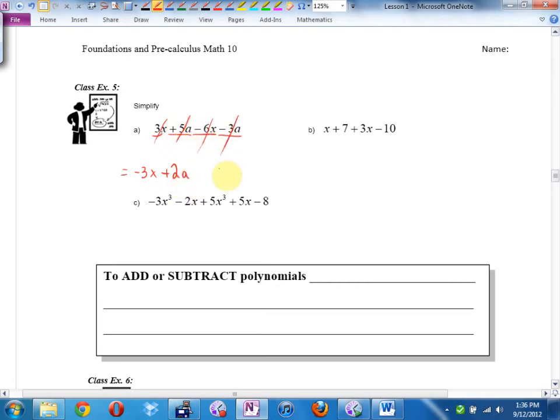I cross out those terms. I double check, are any terms not crossed out? So I got them all? That's how I do it. Okay, that's even a bit of a fib. For something that's fairly straightforward, I'll do the whole thing in my head.